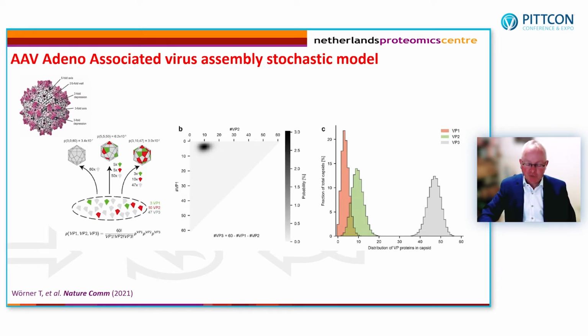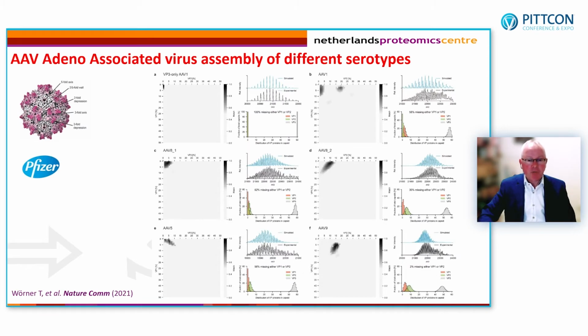Is that then always the same? Now, AAVs come in different serotypes. They are also produced in different cells, host cells. Sometimes it is human cells, sometimes it is insect cells. And growth conditions may also be slightly different.